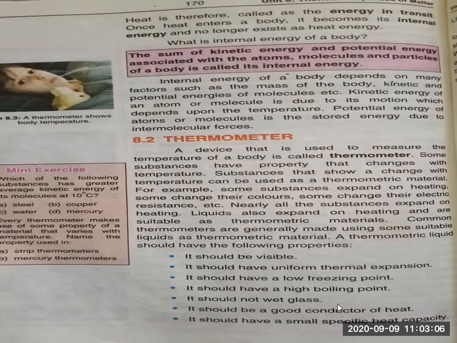It should not wet glass. It should be a good conductor of heat. It should have a small specific heat capacity. I will tell you what small specific heat capacity means when we study specific heat capacity. But you should know that a thermometric material must possess these properties. It should be visible. So mercury is the thermometric material we use in thermometers.